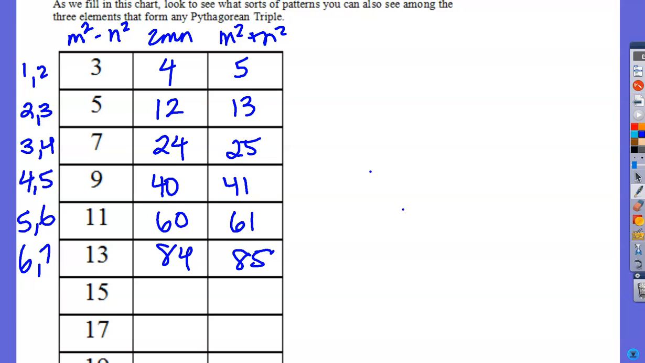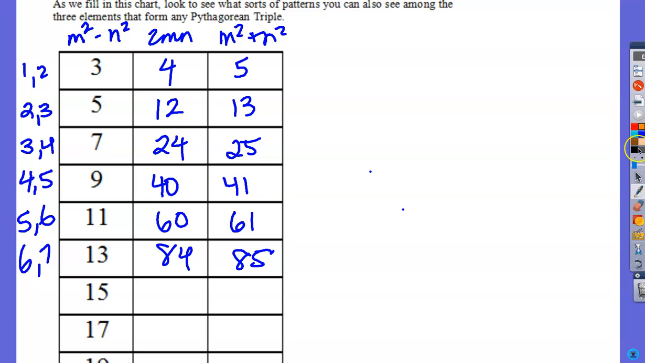Are you guys noticing a pattern here? Yeah, I hope you saw this. These two, this larger leg and the hypotenuse, are always just one away from each other. And they're also prime to each other. So those are some of the patterns.